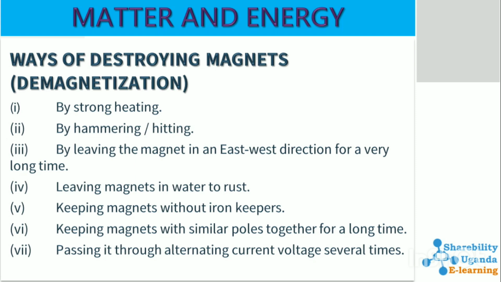The other thing is keeping magnets with similar poles together for a very long period of time. Remember, as we said, similar poles repel. So when magnets are kept with similar poles close to each other, they will be in that constant state of repelling, so they will lose their magnetism. Then passing it through alternating current voltage several times makes these magnets lose their magnetism.